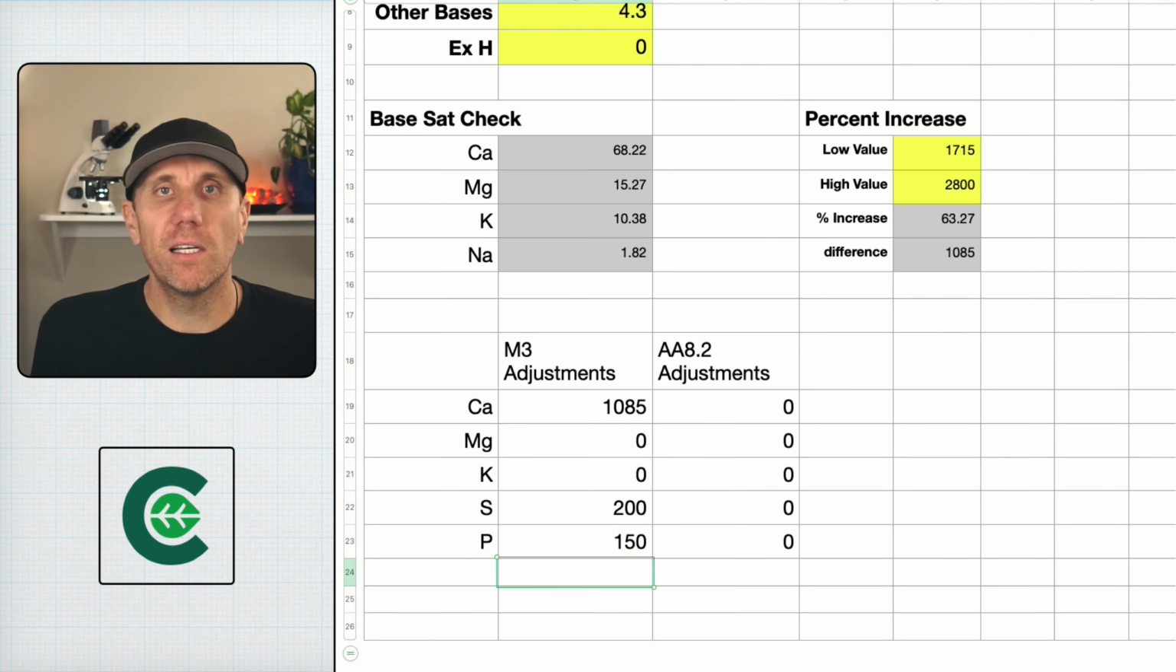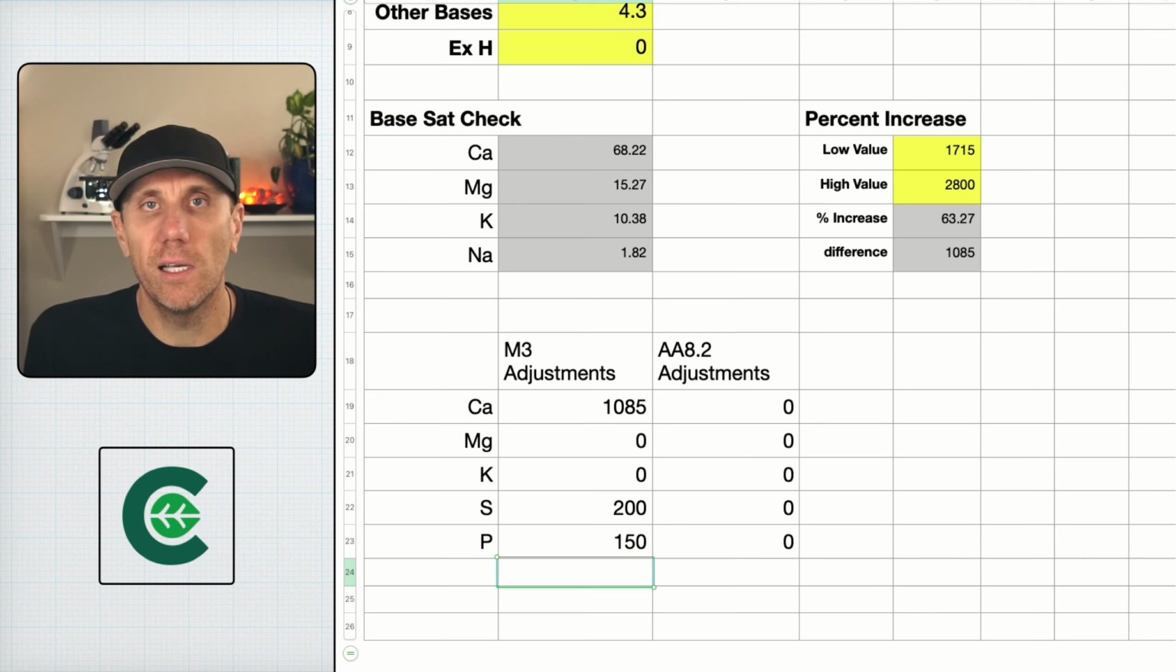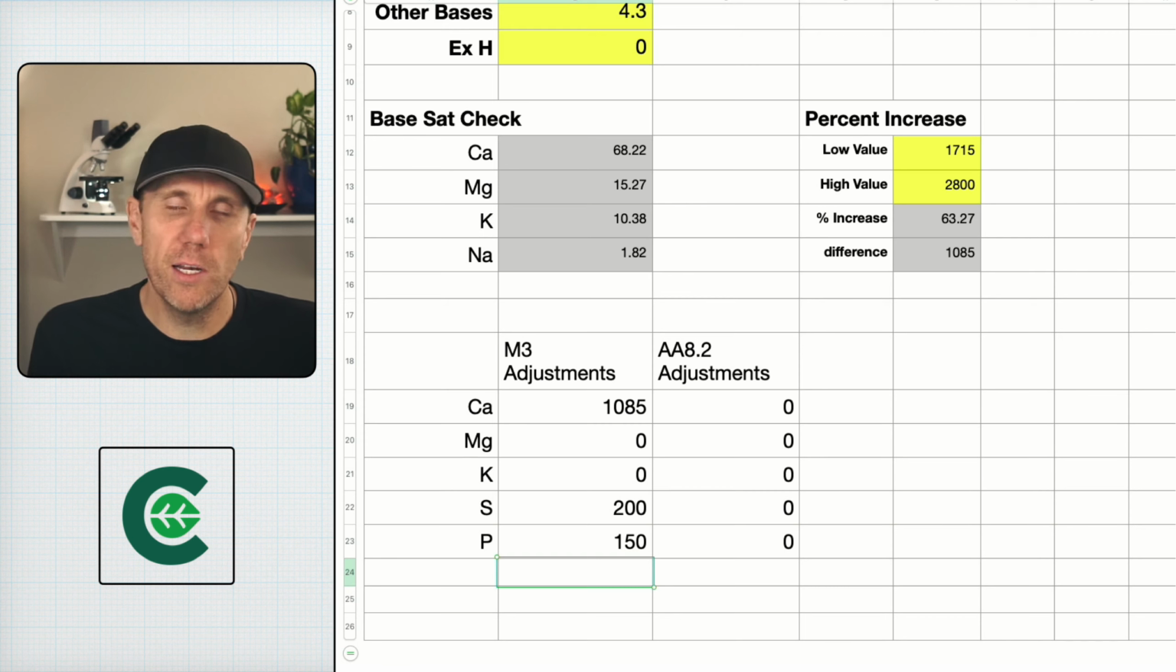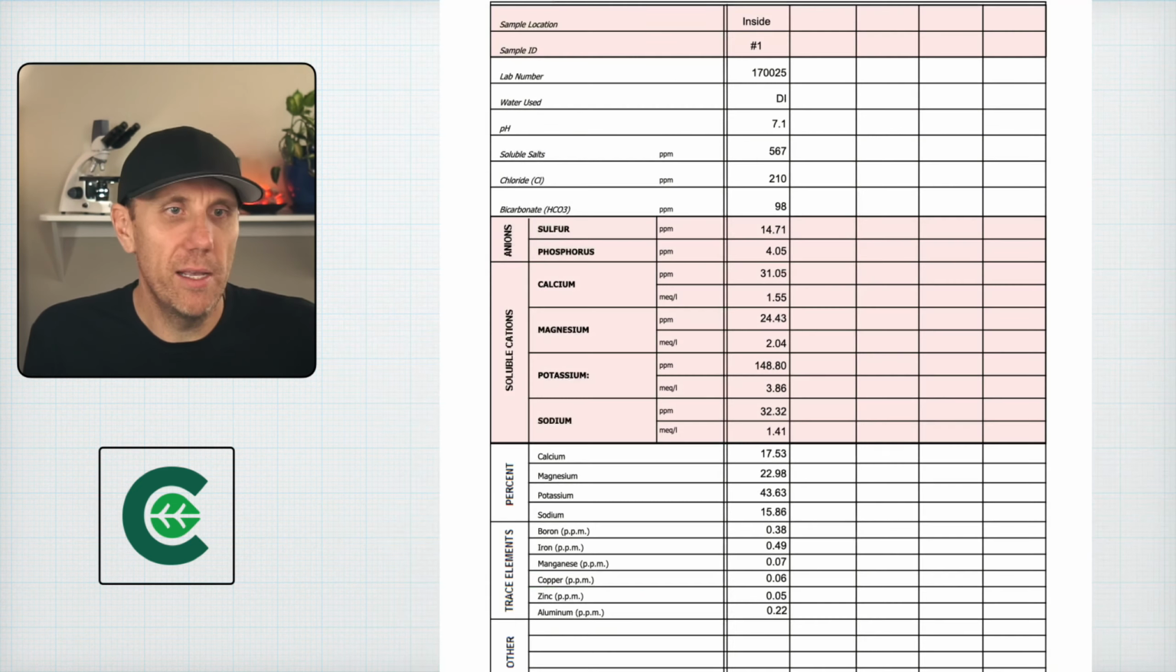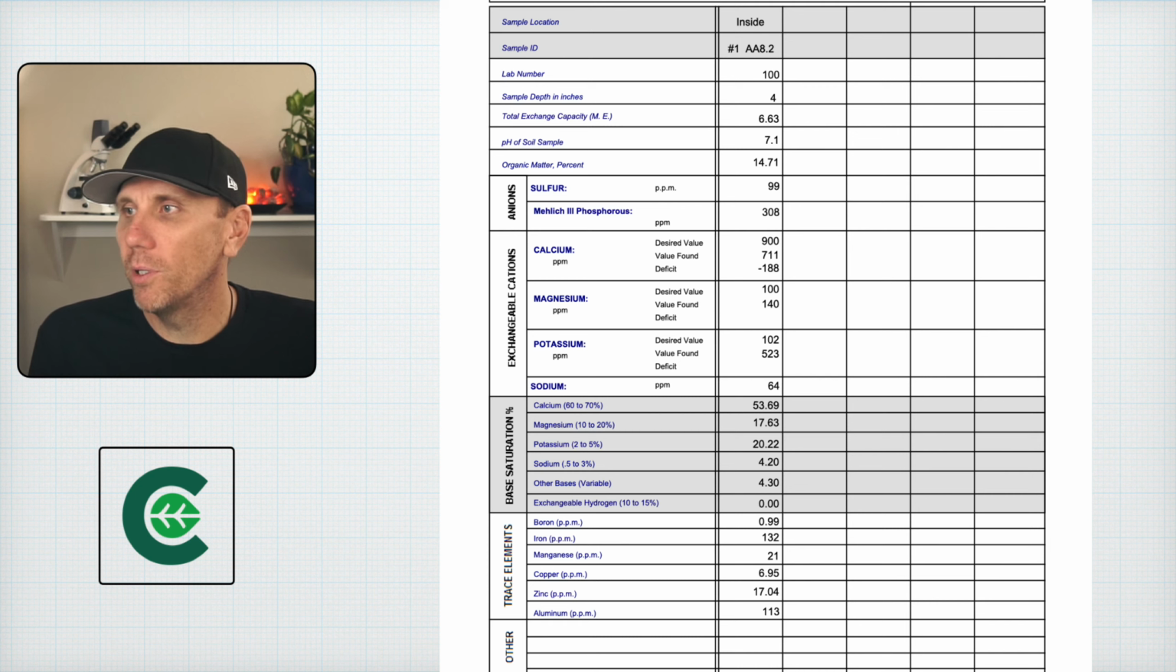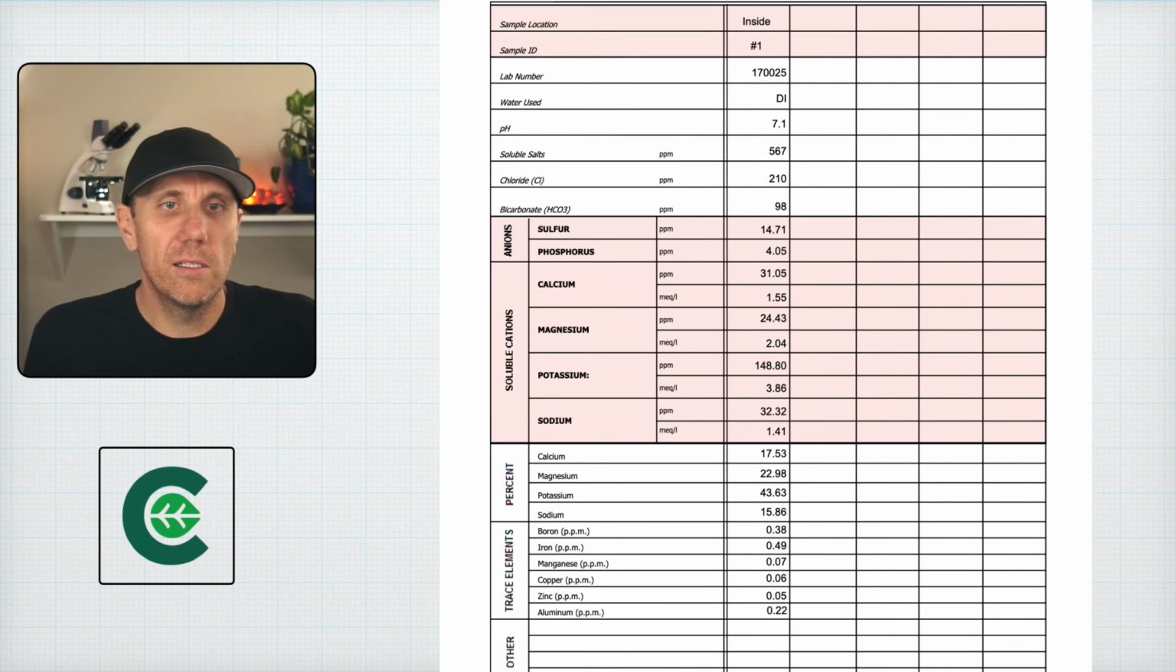Now, this doesn't take into consideration other aspects of the soil mix, like should there be clay in there? I would say yes. You know, should there be other things that aren't just specifically CalMag, potassium, sulfur, and phosphorus? For sure. But we're trying to just keep the math simple and start with the really basic considerations. So now, if we go to our AA 8.2 test, just for fun, we can punch these numbers into our spreadsheet and see how that pans out. So 711, 140, 523. Our sodium's different, and our other bases and exchangeable hydrogen stays the same.